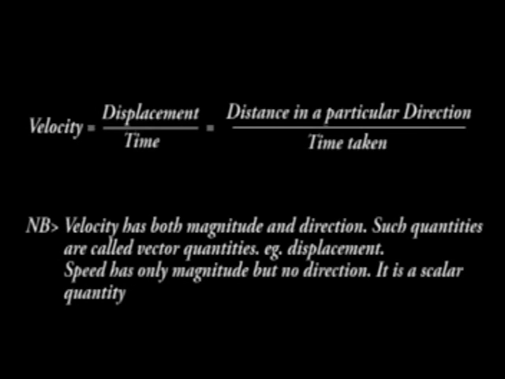An example is displacement. Speed has only magnitude and no direction. Such quantities are called scalar quantities. An example is distance as well.